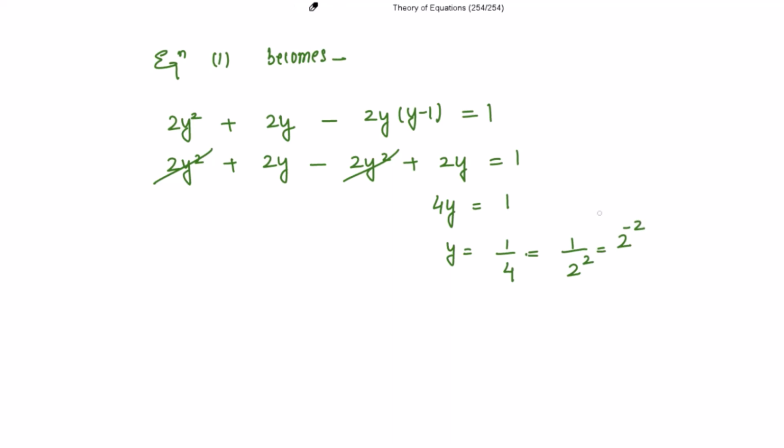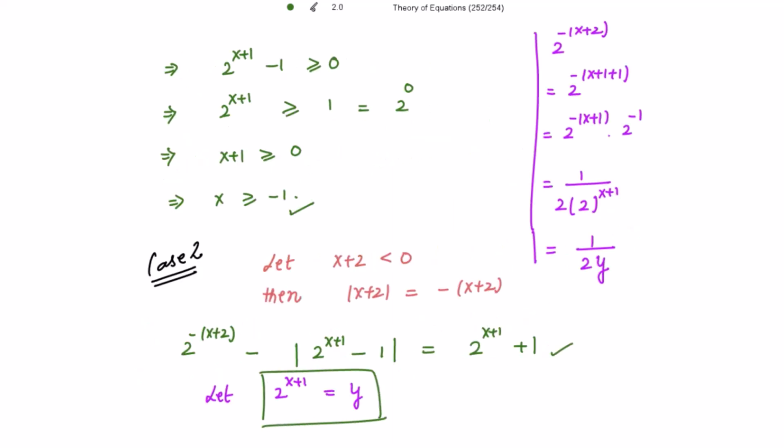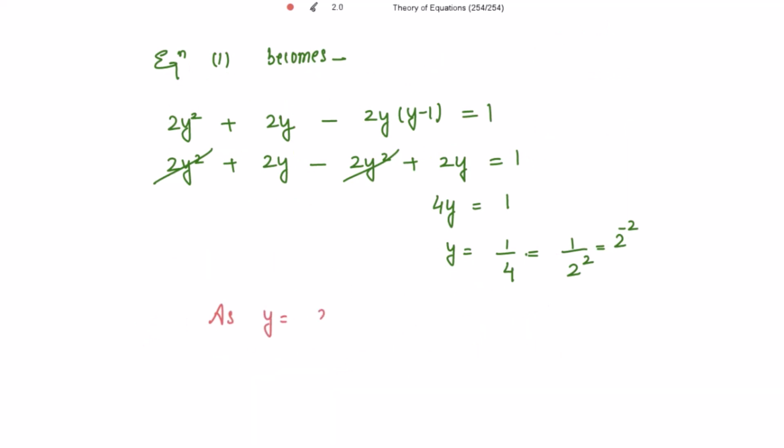Right? And what we have taken y to be? It is 2^(x+1). As y is equal to 2^(x+1), so 2^(x+1) is equal to 2^(−2). Equating the powers, this implies x + 1 = −2, x = −2 − 1, that is x = −3. So for the second case, that is for x + 2 strictly less than 0, we are getting x = −3.